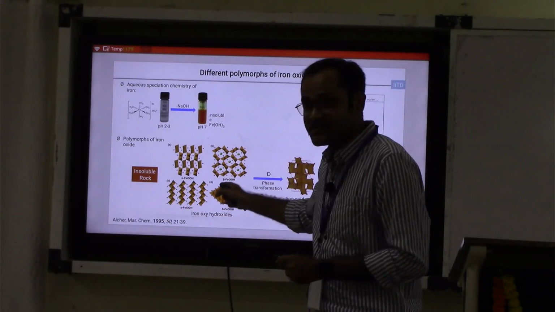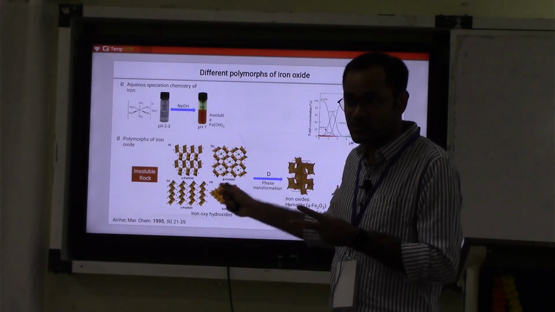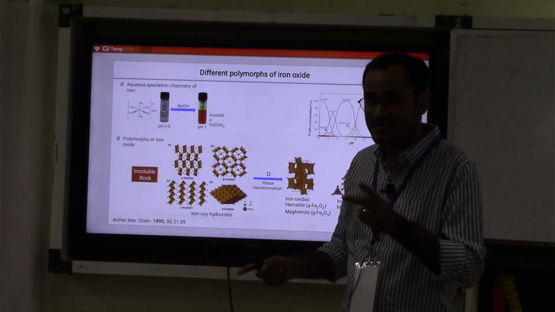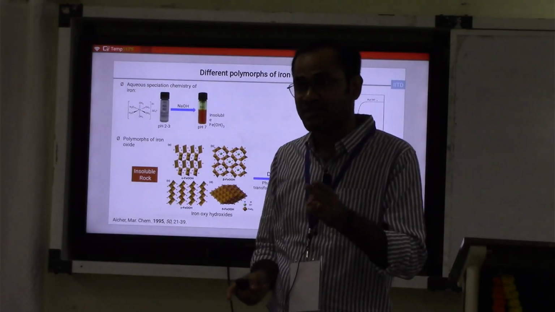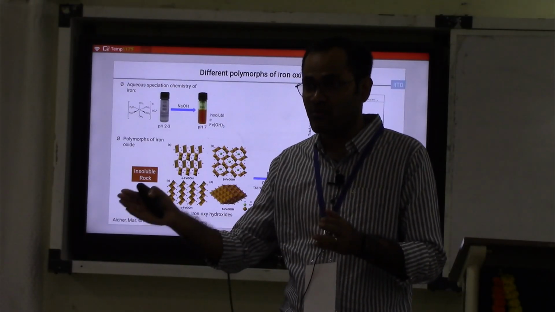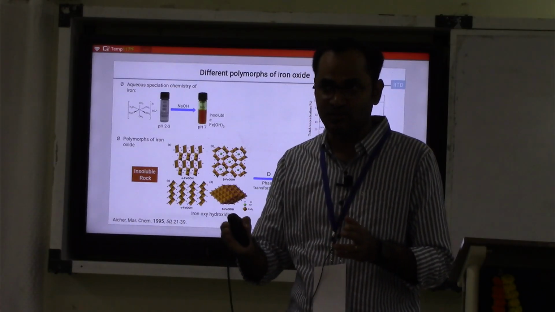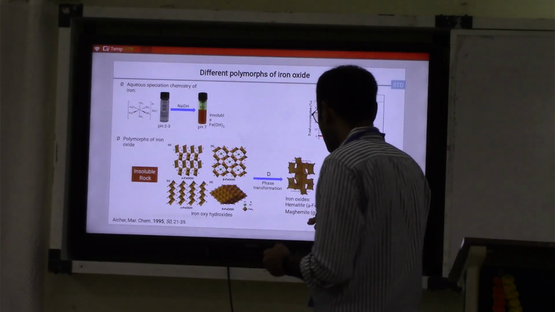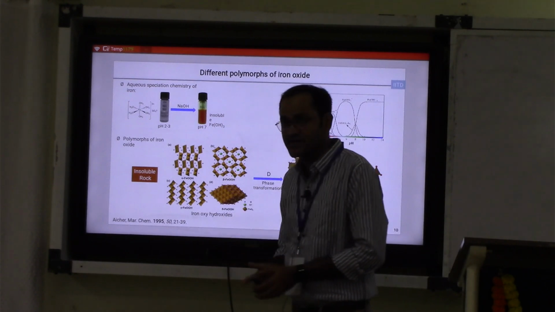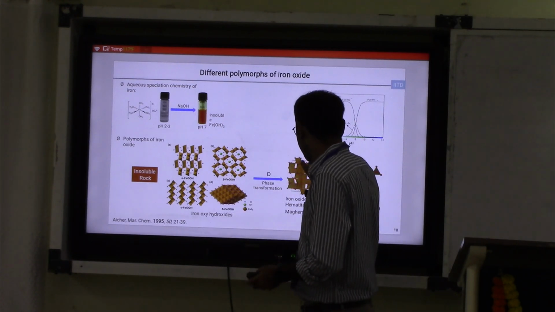And another thing is that in the second slide I have shown you that iron is the only metal which has been used to convert nitrogen into ammonia in the Haber-Bosch process. So that is the reason we have chosen iron as one of the metals for converting this.